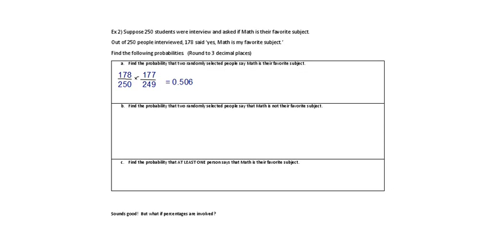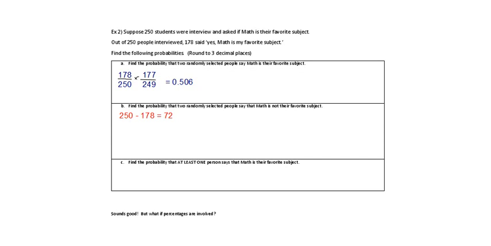Okay, but let's say you find two people that dislike math. Okay, so here's the thing. There's 250 people, and 178 like math. So if you subtract that, that means by default, 72 people do not like math. And we're going to use the 72 to get our answer.